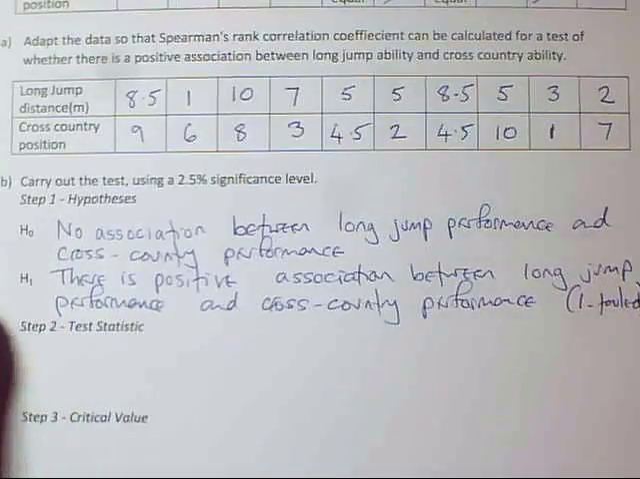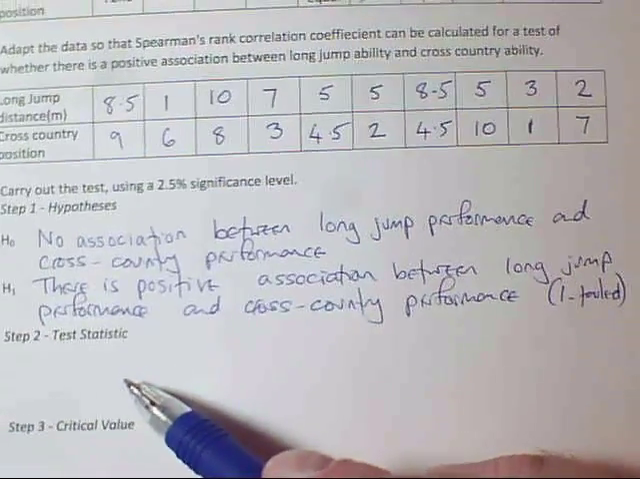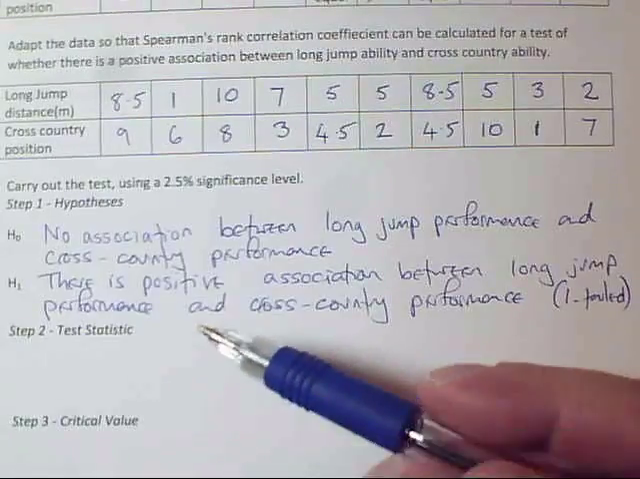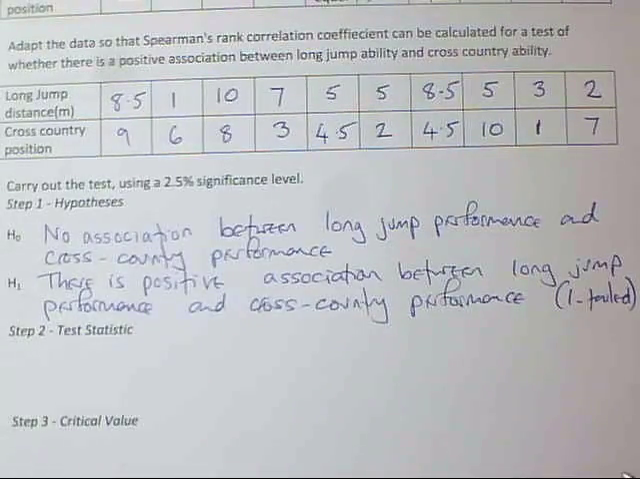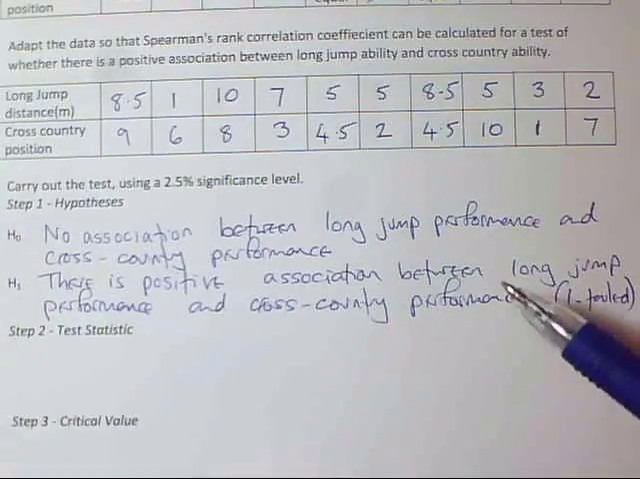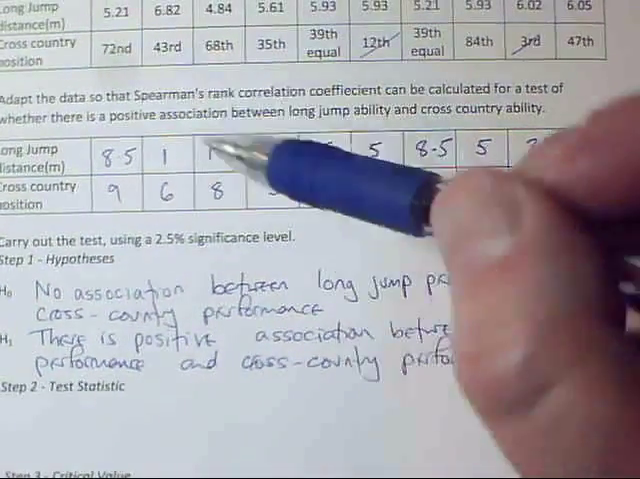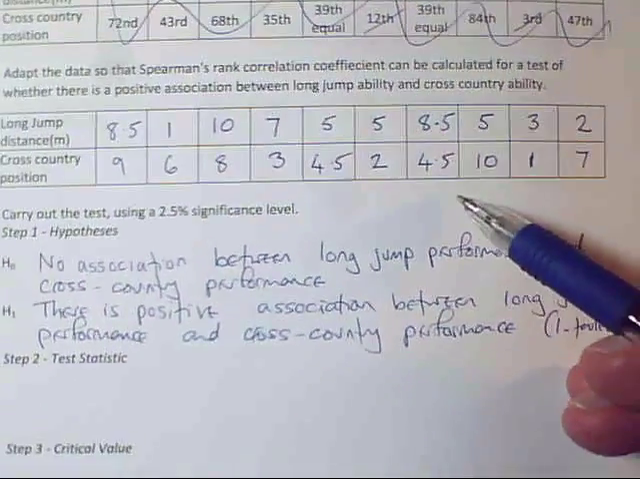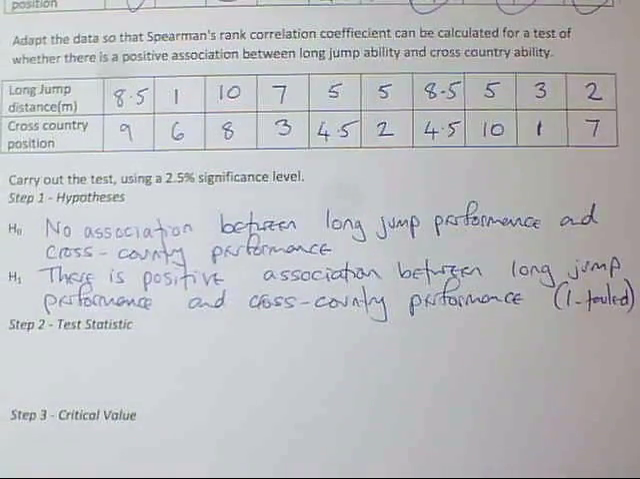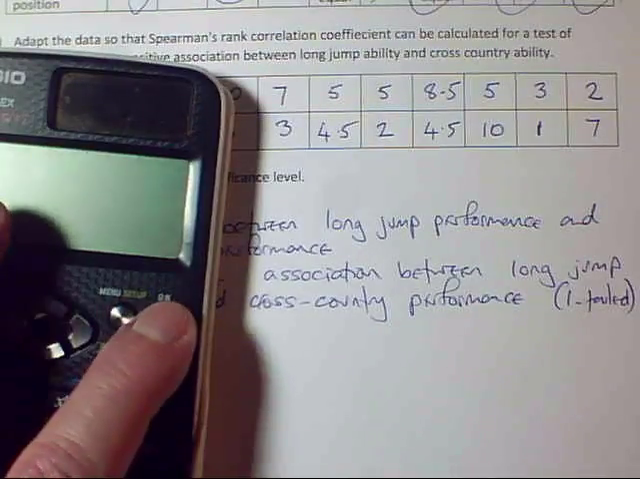Okay. Right, now I need to work out this test statistic. Okay, now I can use exactly the same calculator method for Spearman's as I did for PMCC, as long as I forget all about the original table of data. Don't need that anymore at all now, and I just enter the ranks.